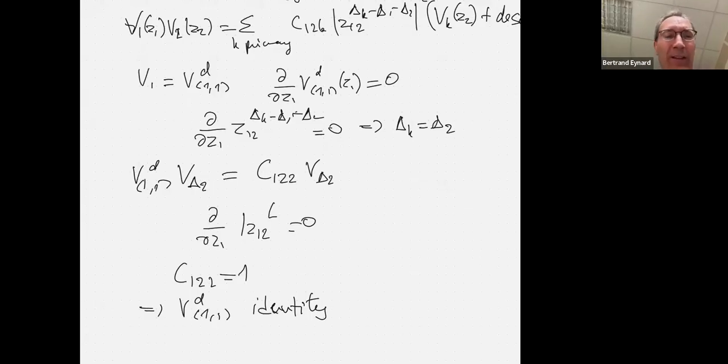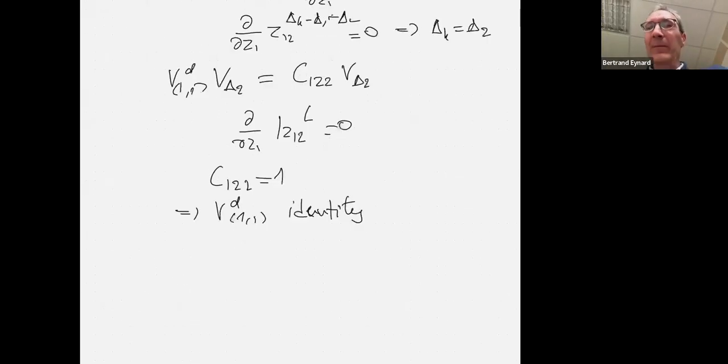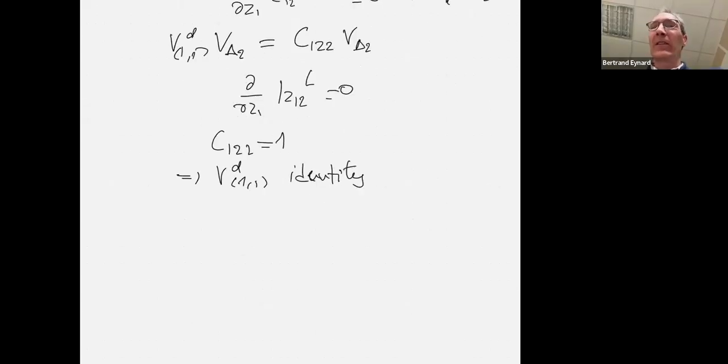Okay, so that's a very trivial and in fact not useful degenerate field, because we won't get any non-trivial constraint by just adding the identity in correlation functions. But we will get non-trivial constraints with our next degenerate fields, VD21 and VD12. But first we have to know what their OPEs look like.